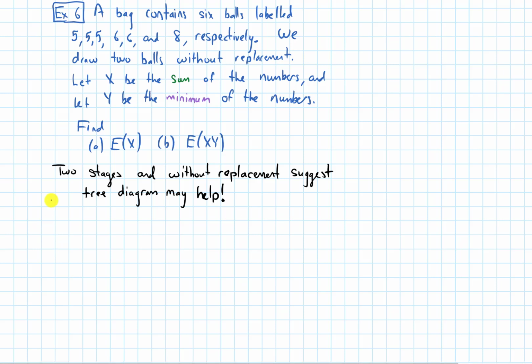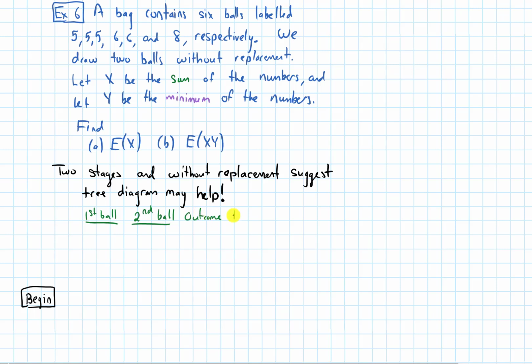All right, so I'm going to zoom it out a little bit just so I can draw and still look at this problem. So I'm going to write a section for where we begin the tree diagram as well as the stages. So I have to keep track of the first ball that's drawn, the second ball that's drawn. From there I can write down the outcome and the probability. I'll start with that, but afterwards I'll start to keep track of my random variables and their values.